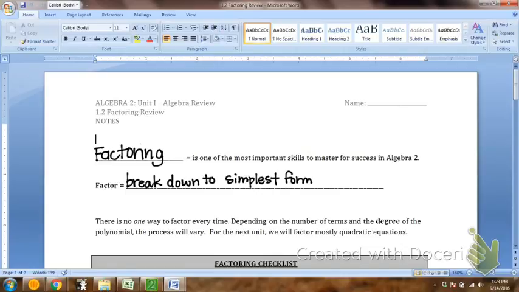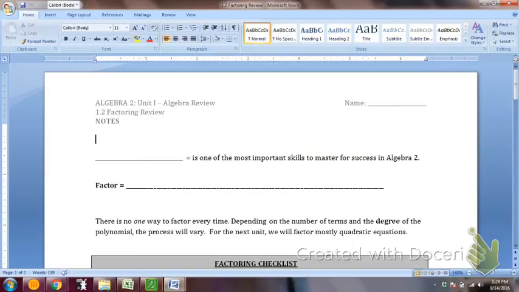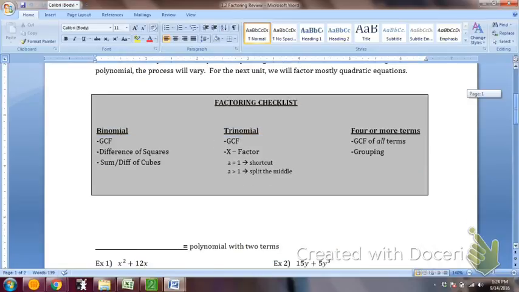Typically, we're going to have our answers where they're in parentheses like this. This is reverse FOIL or reverse multiplication, if you want to think about it that way. Okay? Here's the thing. There is no one way to factor every time. So some students sometimes say, hey, can you just tell me how to do them all the time? Like all the problems? And that doesn't work because all the problems are not done the same way. So I have this box for you here.